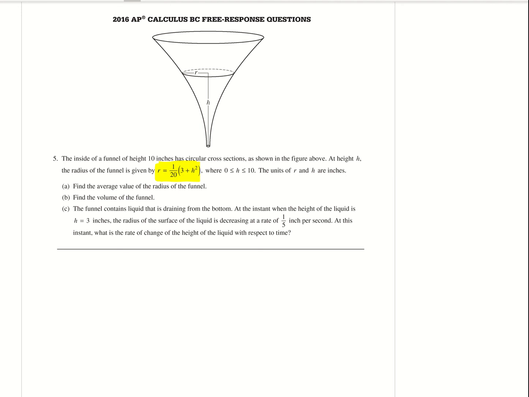First, we want to find the average value of the radius. Notice this says average value and not average rate of change. Average value is 1 over b minus a, and we're going from 0 to 10, of the definite integral from a to b of the original function r. Now, this one is not calculator active, and it did say to actually find it. So I'm going to need to actually work on finding this.